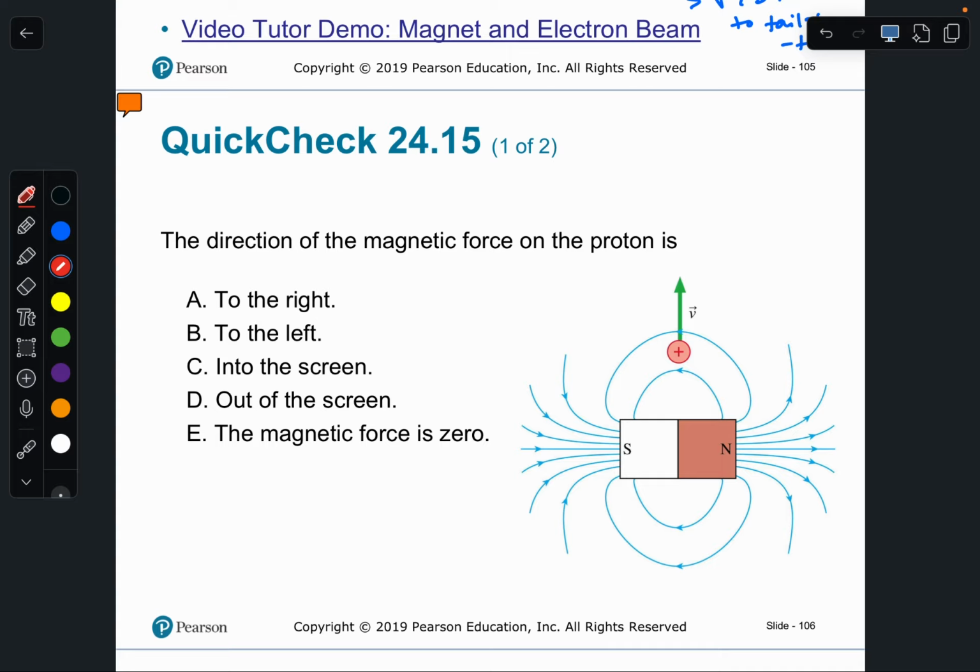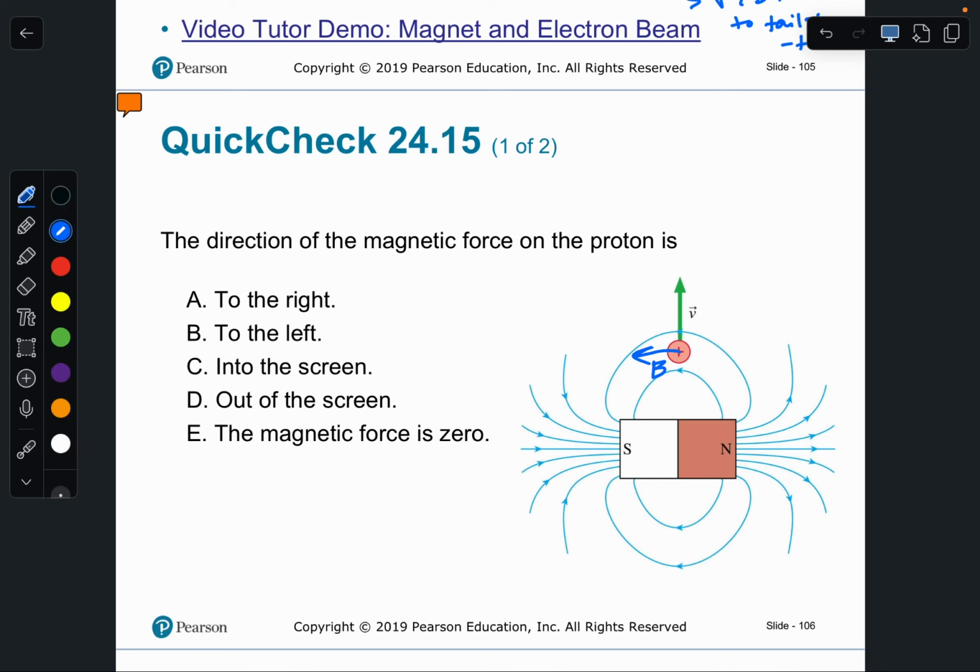The V vector is clearly demonstrated. The B vector is going to be going this way, right? Because we're going to follow those magnetic field lines and take the tangent. So B is going to be going that way. So we use our right hand.